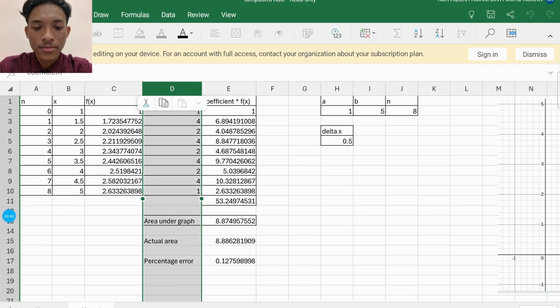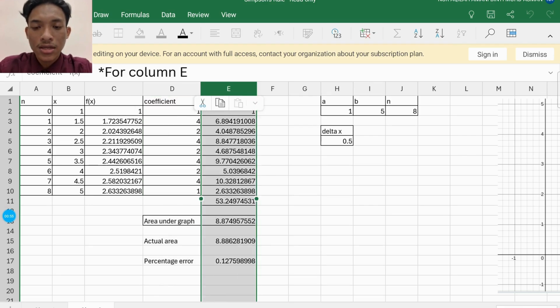For column D, we list down all the coefficients that we got from Simpson's rule, starting from 1, 4, 2, 4, 2, 4, 2, 4, 1. And for column E, it's the value that we get by multiplying the coefficient and fx, and we sum up the values. We got 53.24974531. To calculate the area under the graph, we use the equation 1 over 2 divided by 3 multiplied by the total.